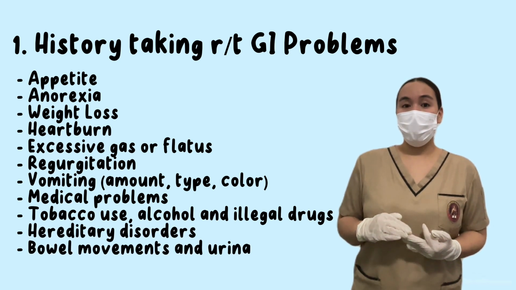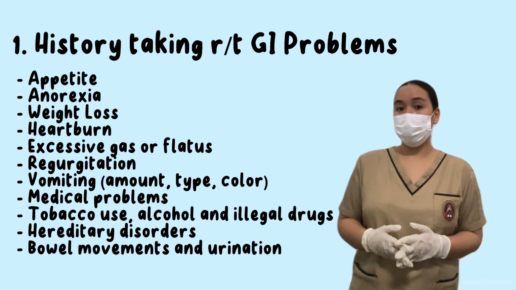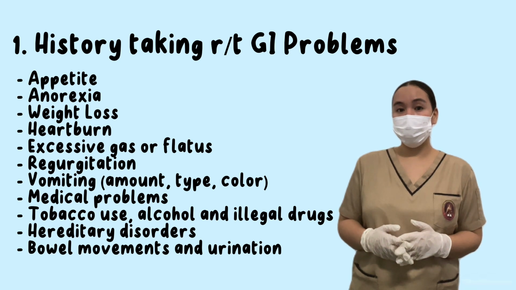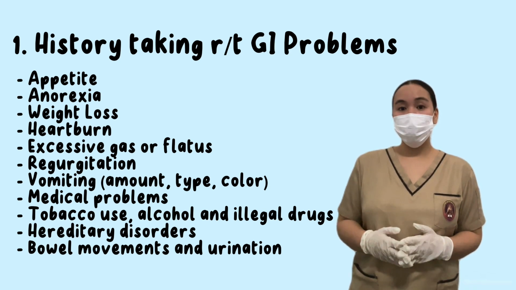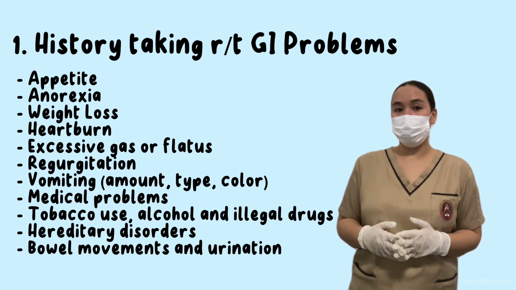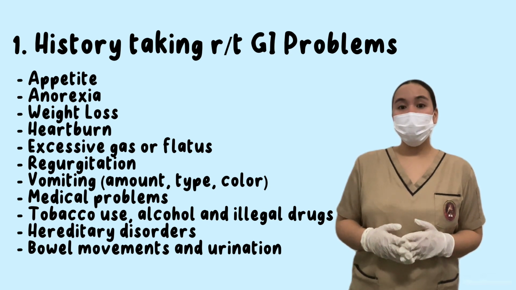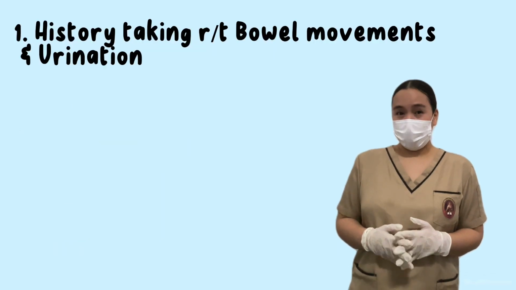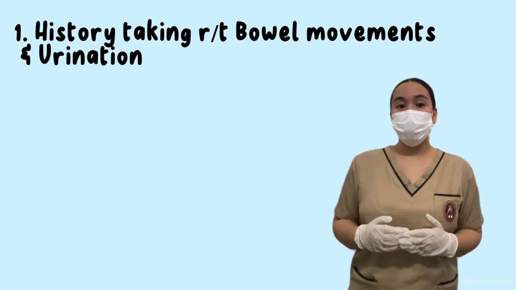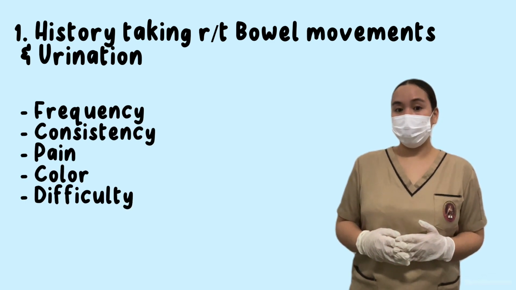We want to also check for abdominal pain and its characteristics, medical problems related to abdomen like hepatitis, gallbladder problems or pancreatitis, surgeries of the abdomen, use of tobacco, alcohol, and illegal drugs, hereditary disorders affecting the abdomen, bowel movements, and urination. For history taking about bowel movements and urination, we want to note frequency, consistency, pain, color, difficulty.